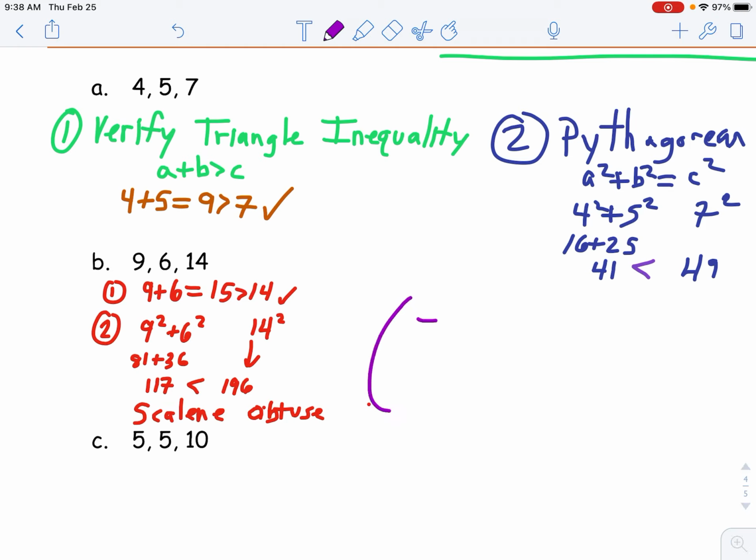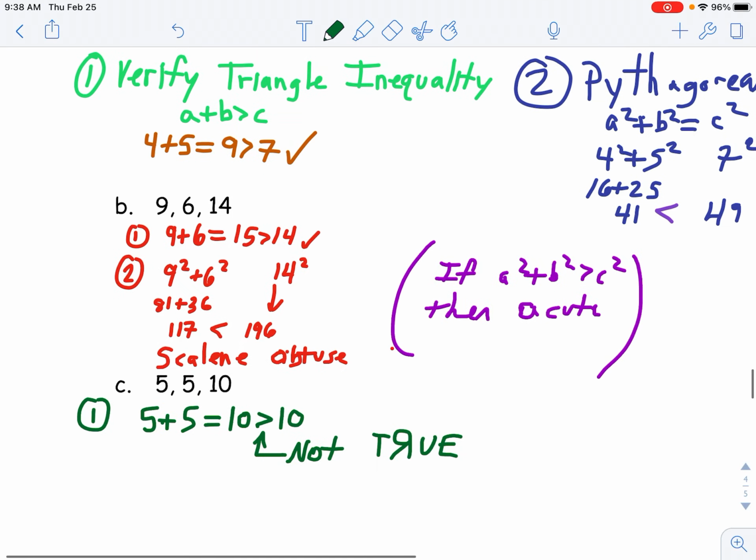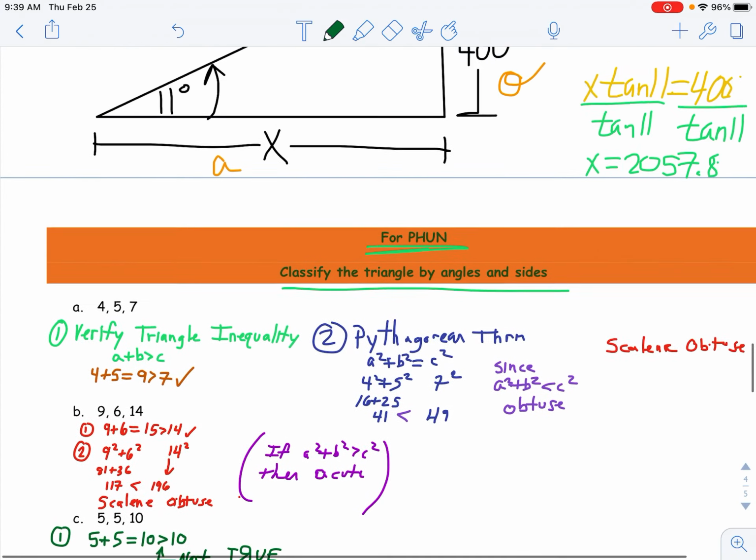And let's make a little side note. If a squared plus b squared is greater than c squared, then that's a case where it's acute. We're not going to see that in this one, because then we got this last one. Again, verify that triangle inequality theorem works. 5 plus 5 equals 10. 10 is bigger than 10. That is simply not true. So, not a triangle. Maybe we'll put a smiley face because you guys are sick of triangles at this point.